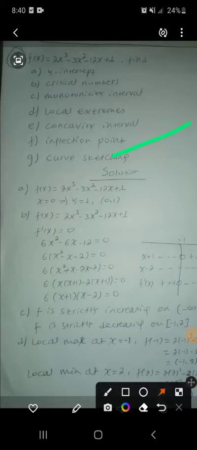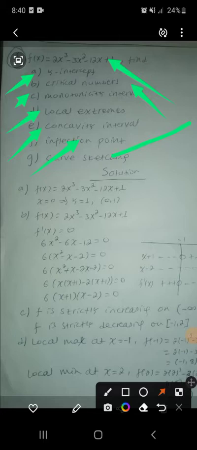So to sketch the graph of 2x³ - 3x² - 12x + 1, first we need to find the y-intercept, the critical numbers, the monotonicity intervals, whether the function is strictly increasing or strictly decreasing, the local extremes, local maximum or local minimum, the concavity intervals, and the inflection points.